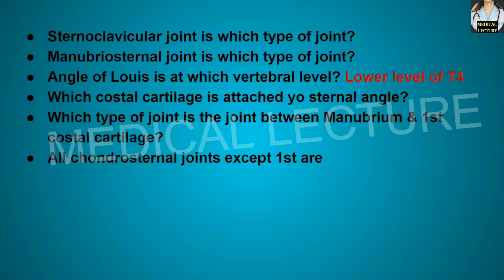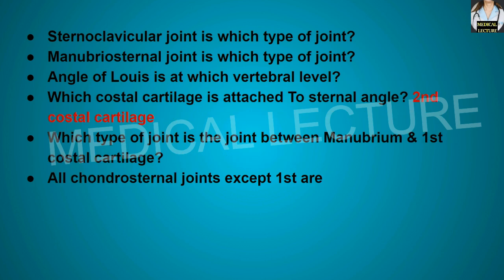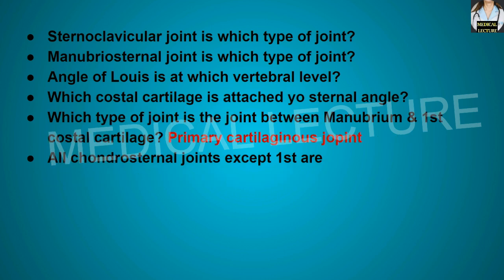Which costal cartilage is attached to the sternal angle? The second costal cartilage is attached to the sternal angle. Which type of joint is the joint between the manubrium and the first costal cartilage? It is a primary cartilaginous joint. All chondrosternal joints except the first are which type of joint? They are plane variety of synovial joint.